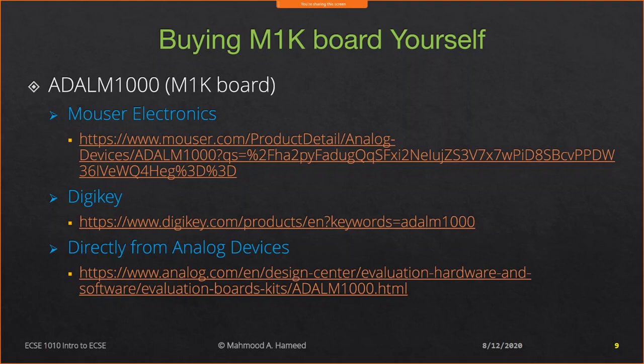So this is the M1K board through Mauser Electronics. It should be around the $40 mark, the board. So try to take a look at Mauser, DigiKey, or maybe even directly from Analog Devices. I have all those links. The Mauser link I've provided here, and the DigiKey link I have provided next. It's the same board. You need to only buy one board and one parts kit. And if you are ECSE, you don't even have to buy the board.